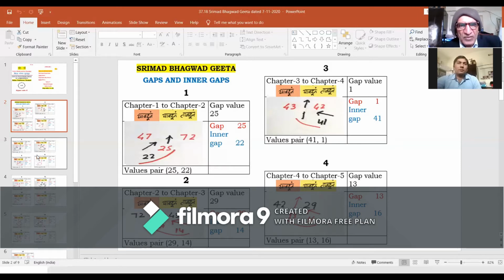Yavdunam: the difference value of 72 and 43 is 29. Tavdunam: further deficiency from 43 takes it to value 14. 72 is equal to 43 plus 29, and 43 is equal to 29 plus 14. This way, with respect to chapter 2 and chapter 3, we are reaching the gap value as 29 and the inner gap value as 14. The values pair of gap value and inner gap value comes to be 29 and 14.